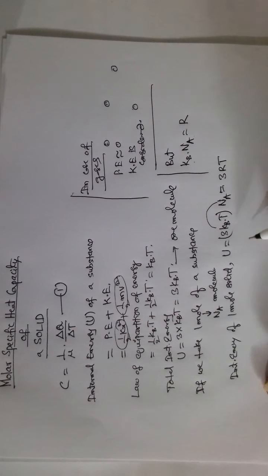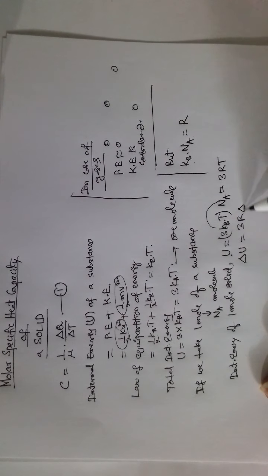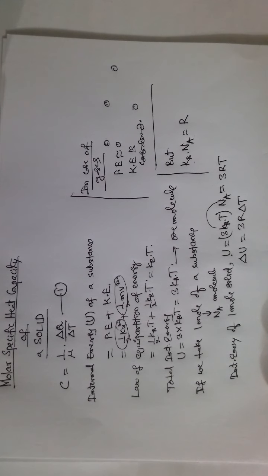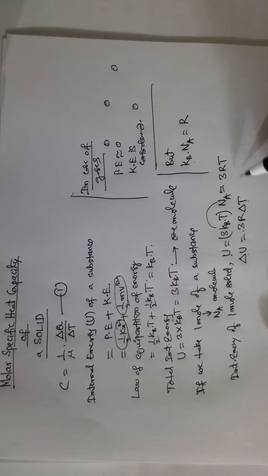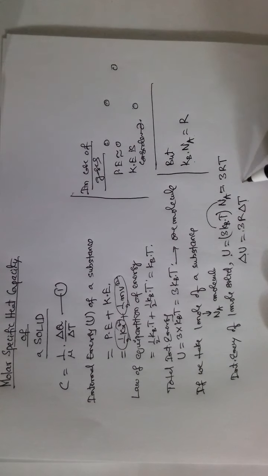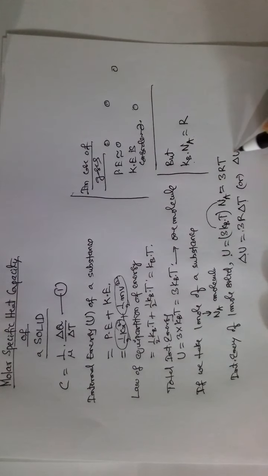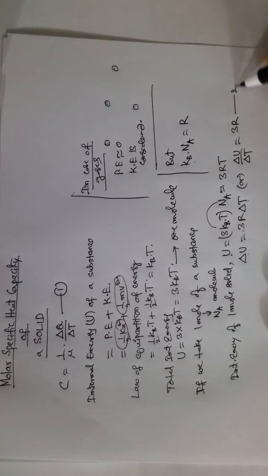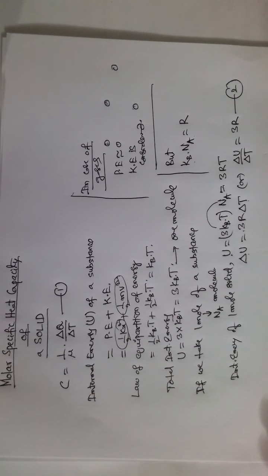Now, if U is equal to 3 RT, delta U is equal to 3R delta T, because 3 and R are constants. Change in temperature involves change in internal energy. So, delta U is equal to 3R delta T, or delta U by delta T is equal to 3R. This is another equation.